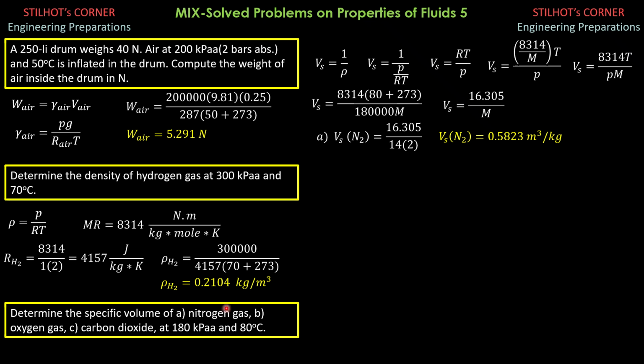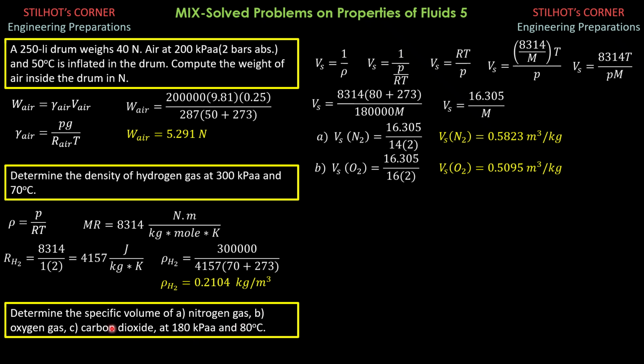Next, for oxygen gas, the molecular mass is 16 in the periodic table times two atoms again, 16 times 2. So 16.305 over 16 times 2. The specific volume of oxygen gas is 0.5098 cubic meter per kilogram.